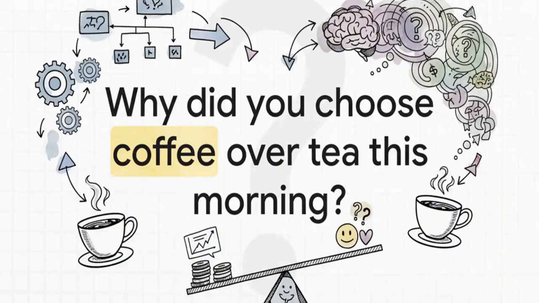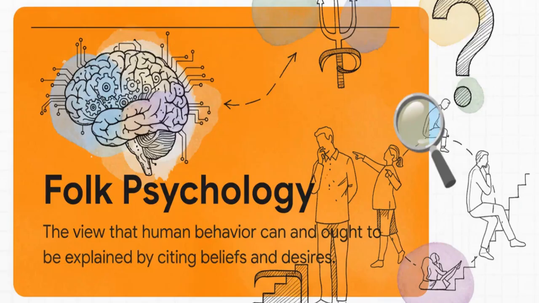I mean, think about it. Why did you choose coffee over tea this morning? Why are you watching this right now instead of something else? The simple answer, the one we all kind of get, is that you wanted something and you believed a certain action would get it for you. Pretty straightforward. This basic formula, desire plus belief equals action, is the absolute bedrock of how we make sense of human choice. And this intuitive idea, it actually has a name: folk psychology. It's the story we tell ourselves to explain why we do what we do.